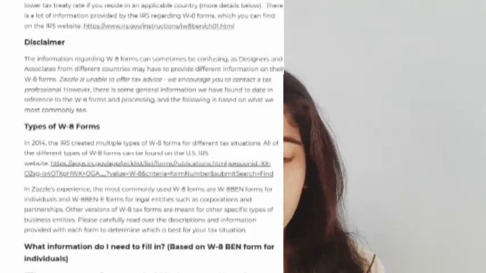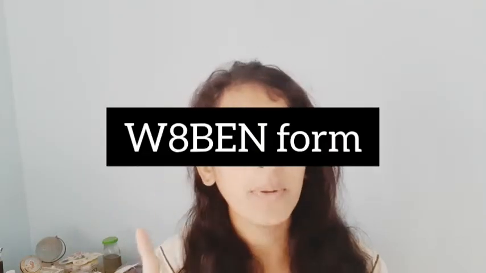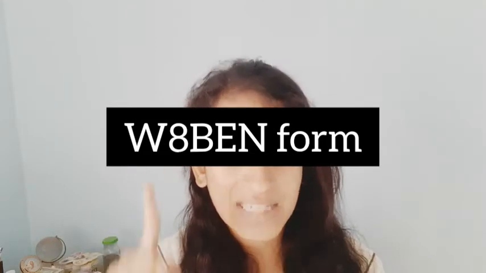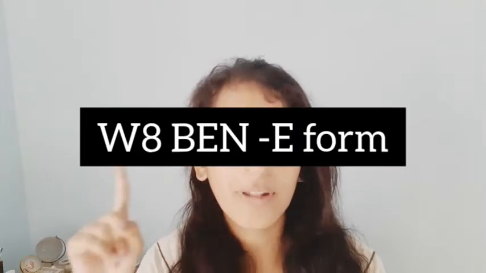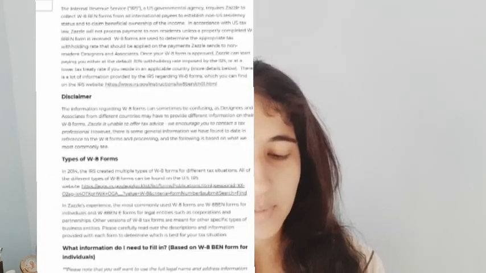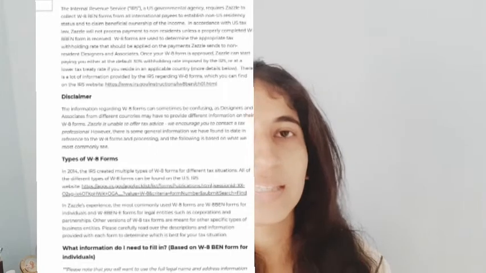In Zazzle experience, the most commonly used W-8 forms are W-8 BEN forms for individuals, and W-8 BEN-E forms for legal entities such as corporations and partnerships. So if you are an individual, if you don't have a business entity, then obviously you need to go with the W-8 BEN form. But if you have a legal entity like a corporation or partnership, then you have to go with the W-8 BEN-E form. Other versions of W-8 forms are meant for other specific types of business entities, but basically you're going to see these two types of W-8 forms on the Zazzle website, depending on whether you're filing as an individual or an entity.